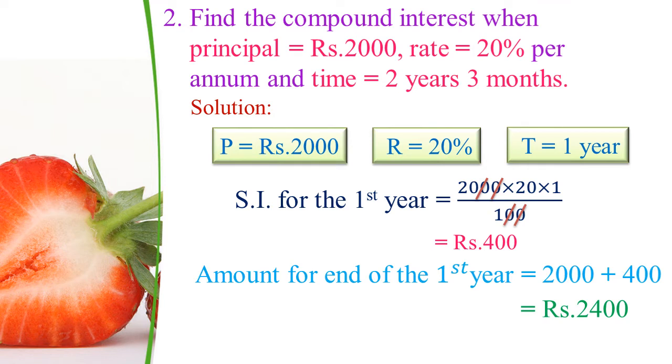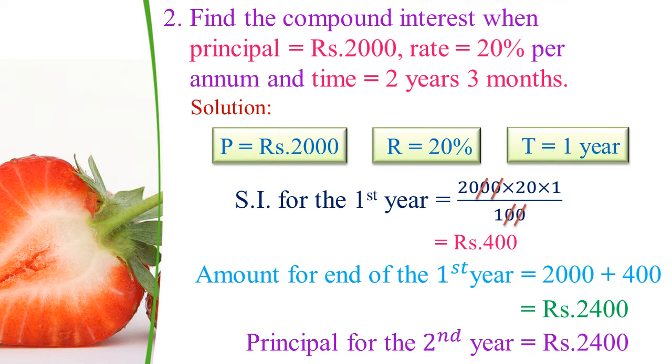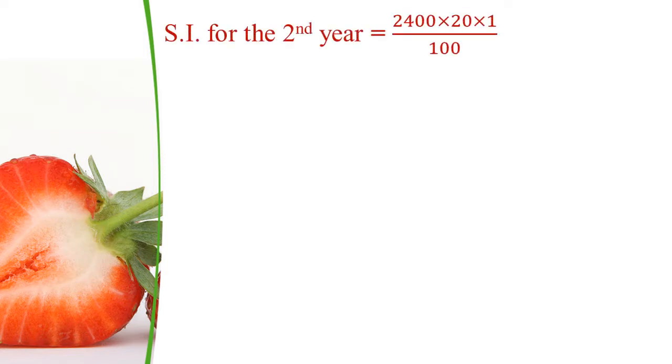In the case of compound interest, the amount at the end of the first year becomes the principal for the second year. So, the principal for the second year is rupees 2400. Kids, now we are going to find simple interest for the second year. Here the principal amount is rupees 2400 multiplied by R is 20 multiplied by T is 1 by 100.